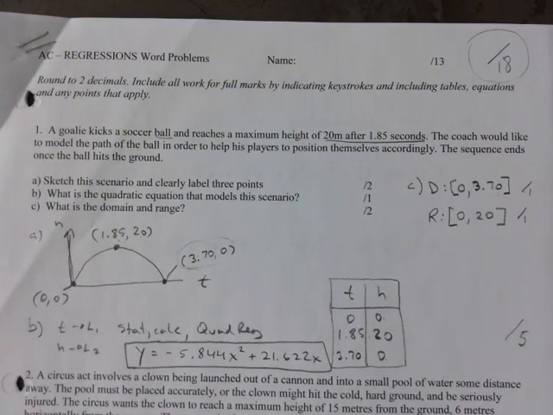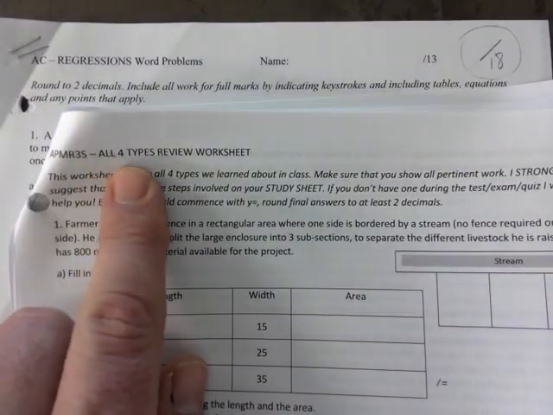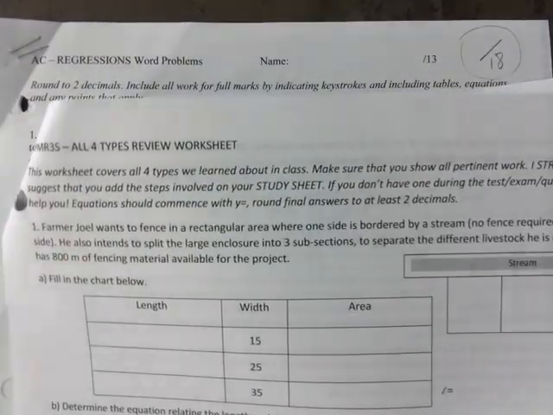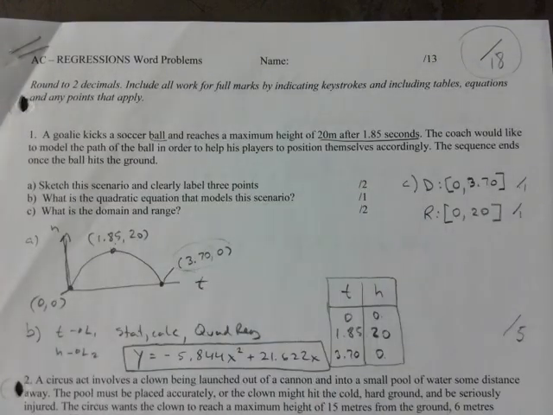Before I go, if you want to prepare for the quiz, just try all the types, but go to page 92. It says all 4 types review worksheet. I already posted the answer key if you want. If you've already done everything, you need more. So that's for tomorrow's quiz.